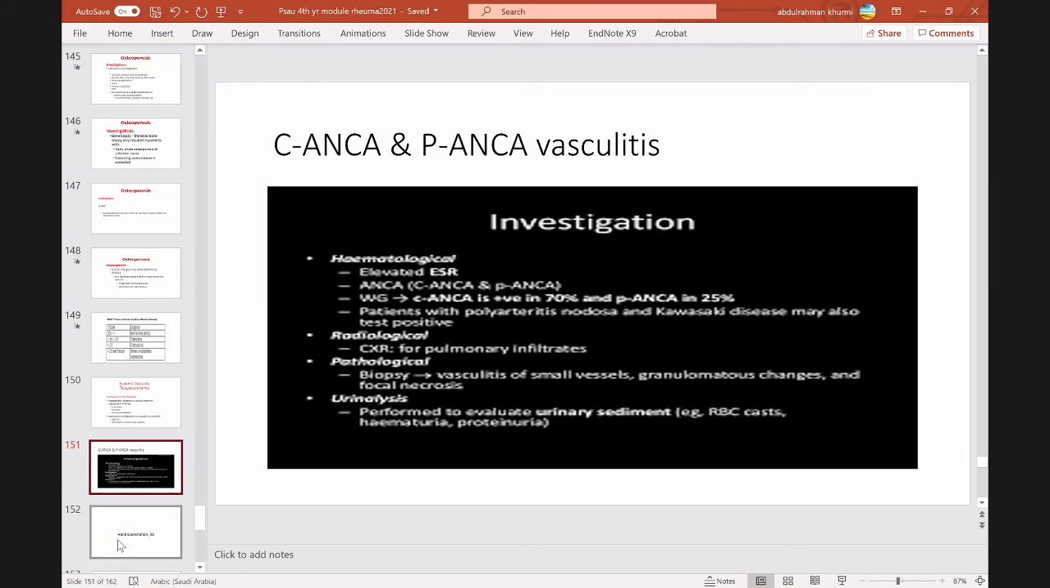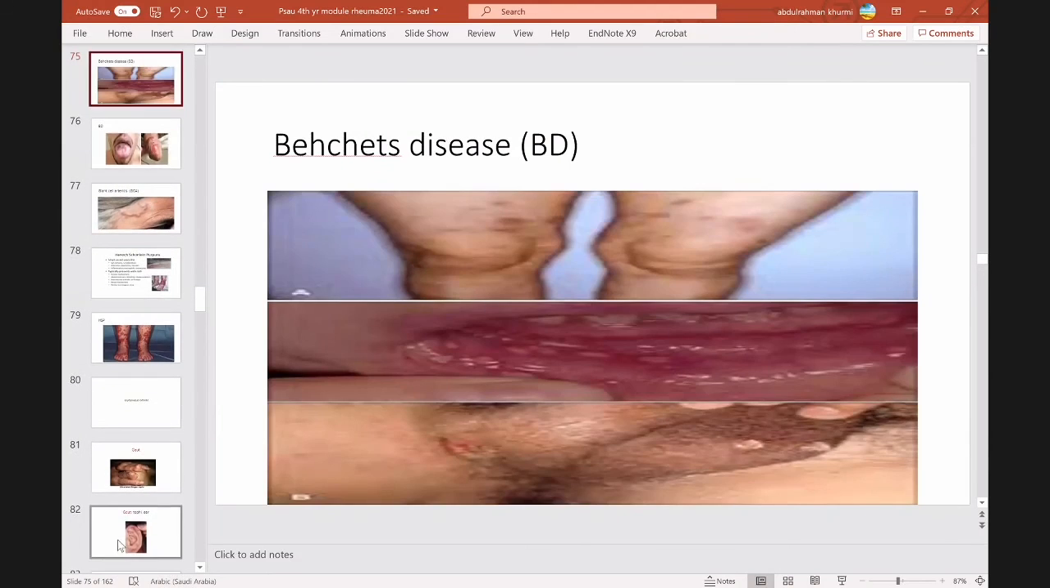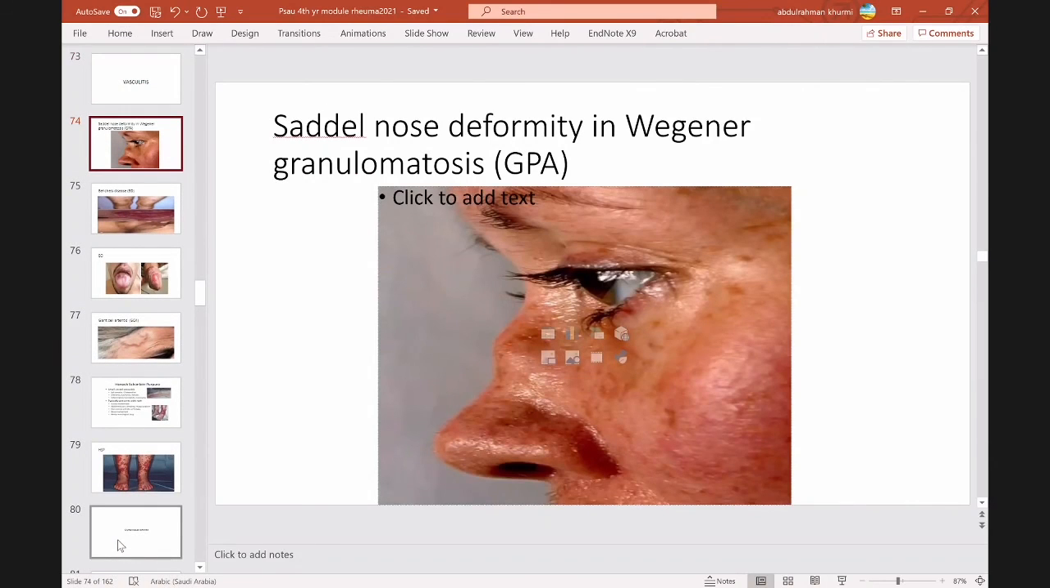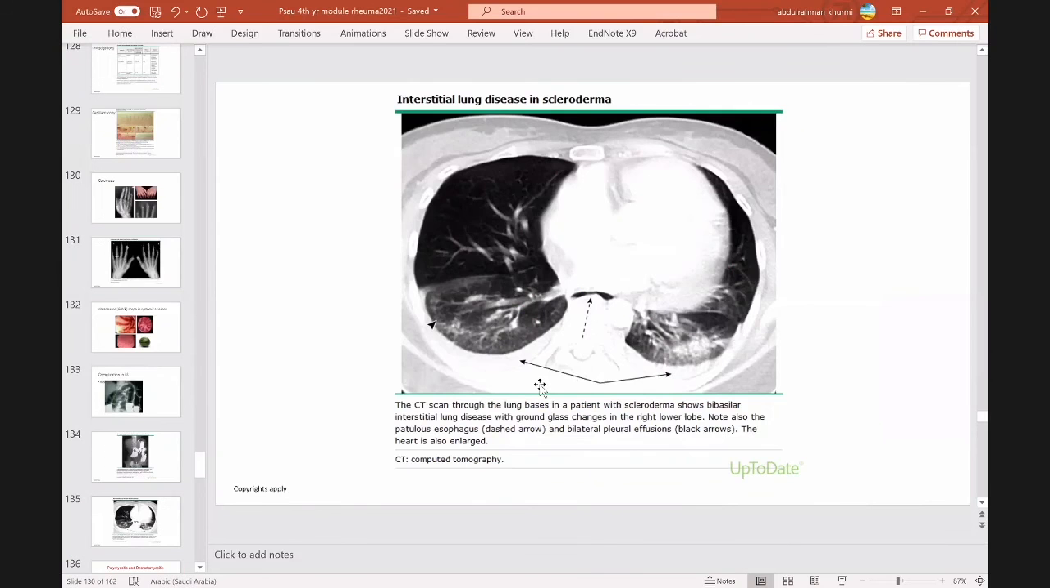This ANCA is seen in Wegener's, C-ANCA mainly. P-ANCA is less specific but seen in other than Wegener's. Wegener's shows sinusitis and deformity in the nose, so the nose deformity. This one has C-ANCA. There is ANCA in the others like microscopic polyangiitis. And all of them are small vessel disease.